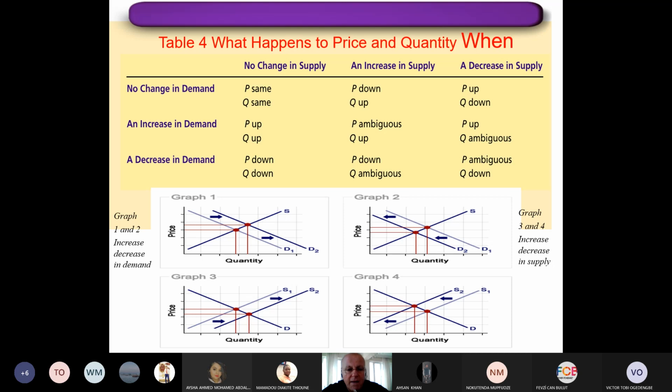This is the first column. Graphic 1 is illustrating the first column that we are talking about, and in the first column we also have graphic 2. The first column represents no change in demand when no change in supply is subjected. An increase in demand with no change in supply means price going up and quantity going up. As you are observing here, graphic 1 represents price going up, and then quantity is also going up. You see?